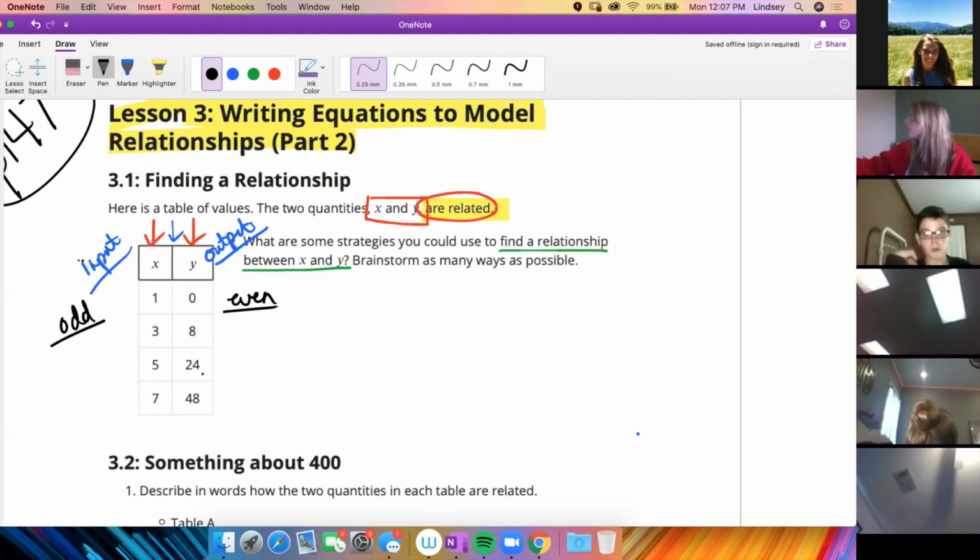What else do you notice? They're not evenly multiplied. Explain what you mean a little bit, Caden. You can't get 8 if you times 3 by whatever the number is. You can't get 8 at all. So the y values are not multiples of the x values. The relationship is not just taking our x and multiplying it by something to get our y. Good. Anything else before we go on?